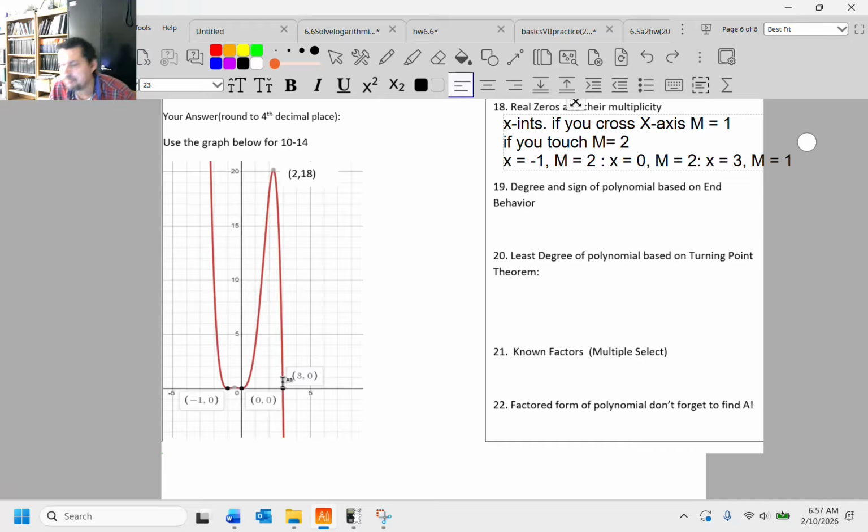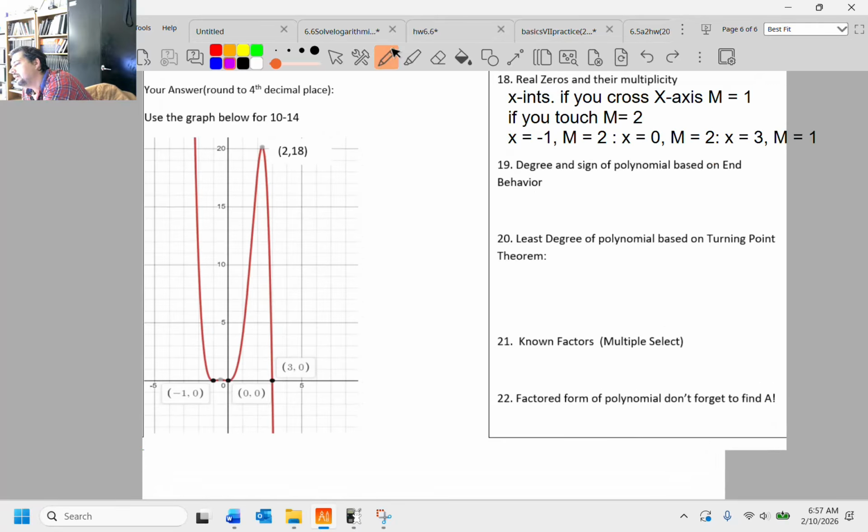Degree and sign of the polynomial based on end behavior. Now this particular bad boy is starting high and ending low, which is going to be an x to the odd, specifically a negative x to the odd. Least degree of the polynomial based on turning point theorem. So what that says is x to the n is simply the turning points plus 1. Number of turning points you have, add 1. And there's a turning point there, there, there. That's 3. And there, 4.